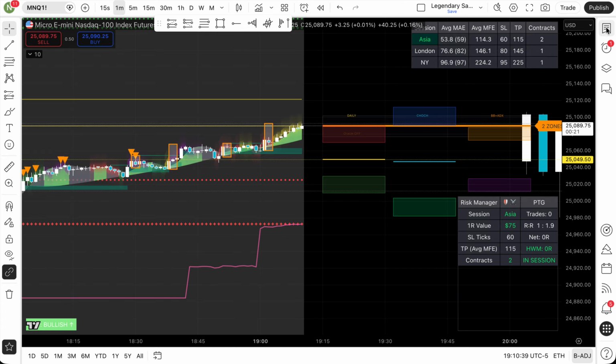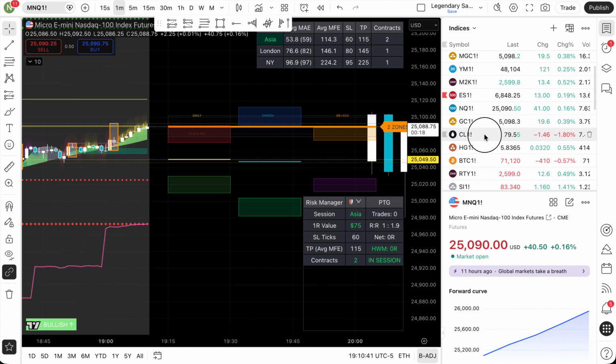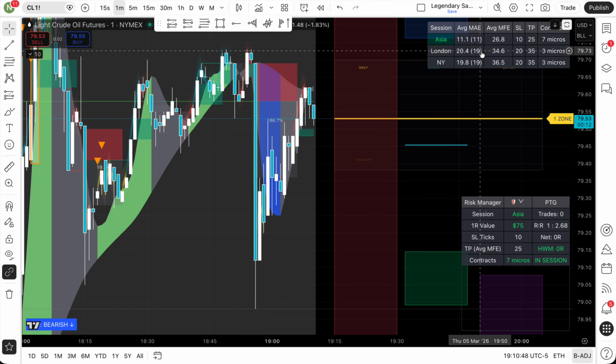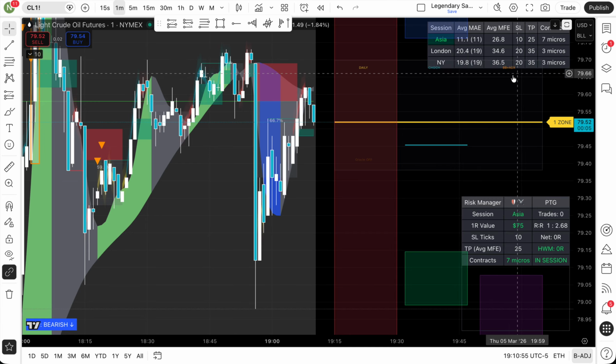For example, let's pop over to something like crude oil. You'll see that we're getting a lot more action in London than we are in Asia, right? And our targets are going to naturally adjust to reflect that. You'll also see that it tells you, when you're looking at the big contract, that based on the approved risk number, you should be trading micros.